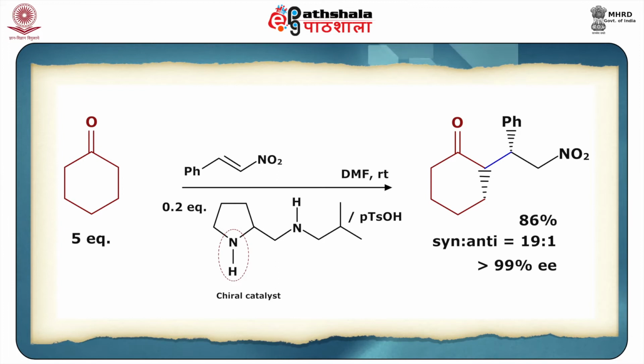So, as you can see in this particular example, we take almost 5 equivalents of cyclohexanone, and we are doing the reaction with this conjugated phenyl system.